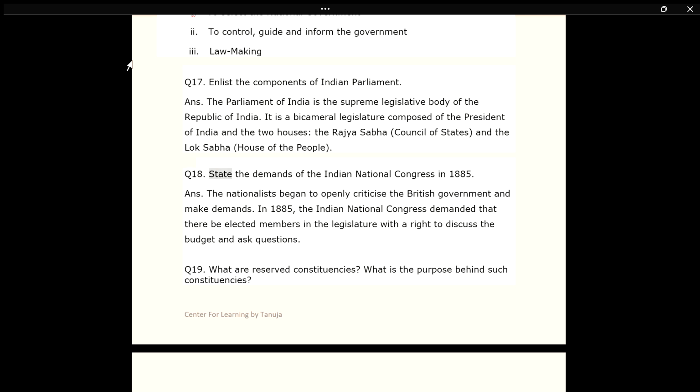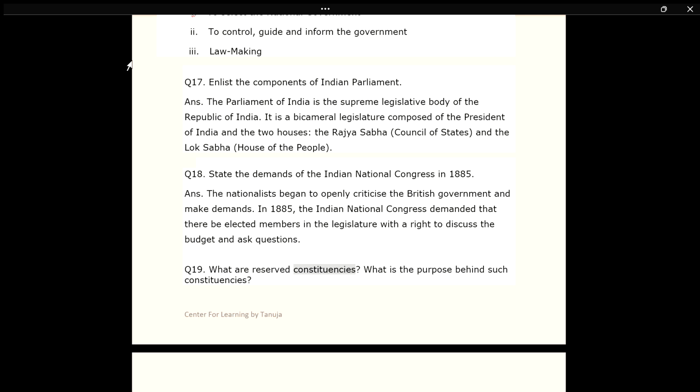Q18. State the demands of the Indian National Congress in 1885. Ans. The nationalists began to openly criticize the British government and make demands. In 1885, the Indian National Congress demanded that there be elected members in the legislature with a right to discuss the budget and ask questions.